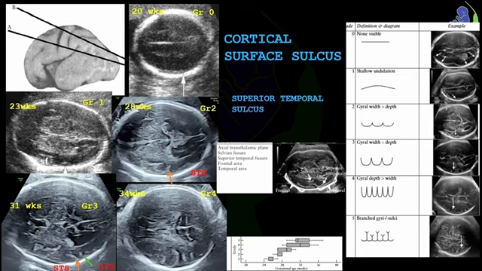This points towards the inferior temporal sulcus, which appears close to the superior temporal sulcus, but it appears later, and we can almost see it around 30 to 32 weeks. You can see the inferior temporal sulcus in the majority of the cases.